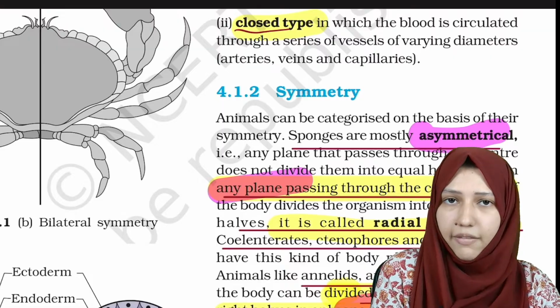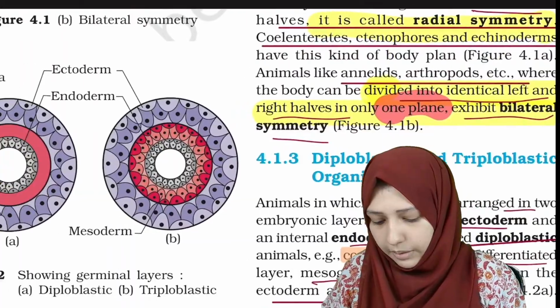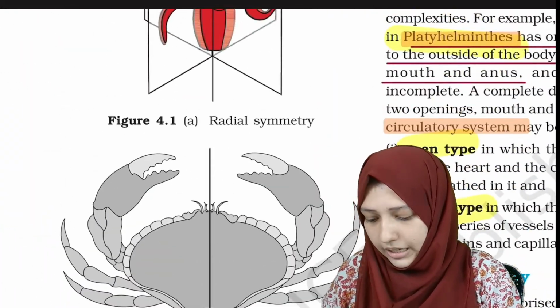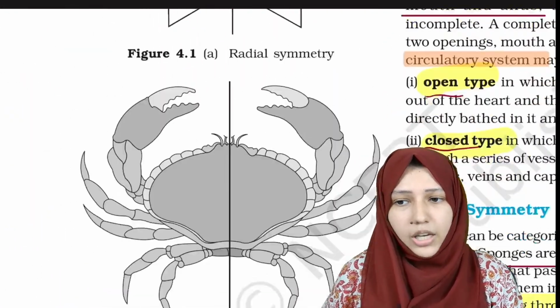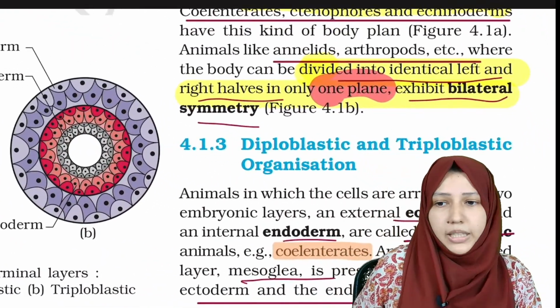So it gets developed. All the characters will be like this only. Okay. Now just see the example. This is bilateral symmetry, this is radial symmetry. Okay, clear? Now going into the diploblastic triploblastic organization.